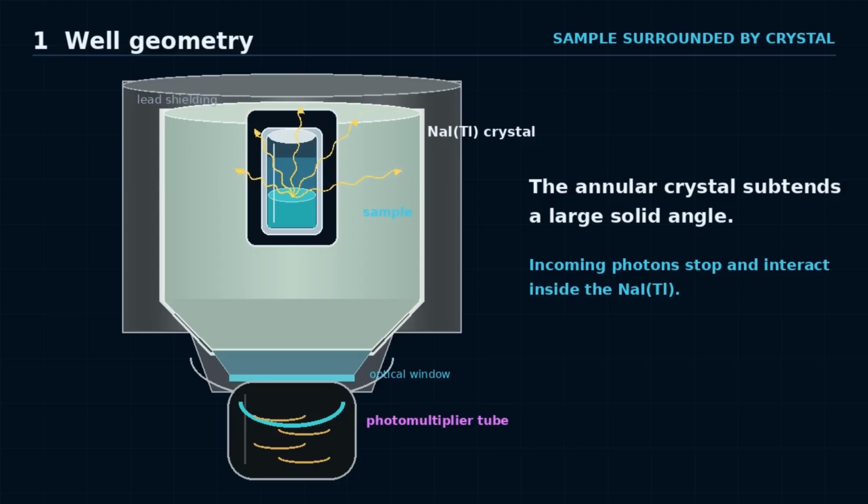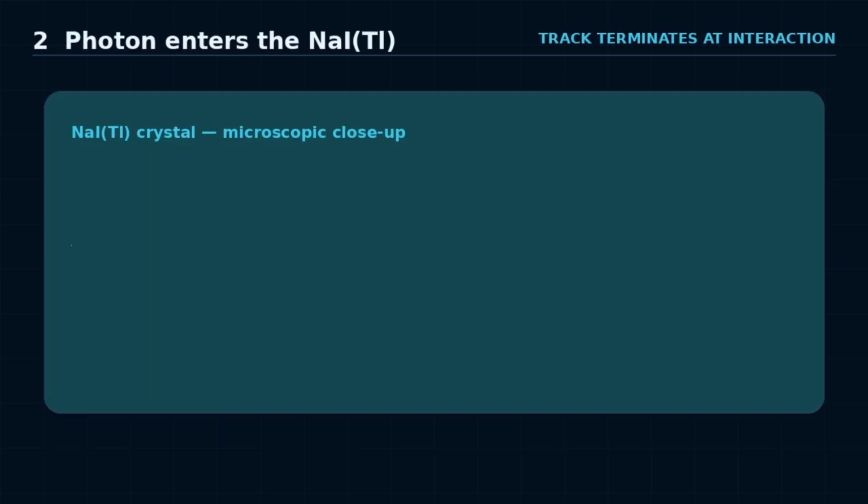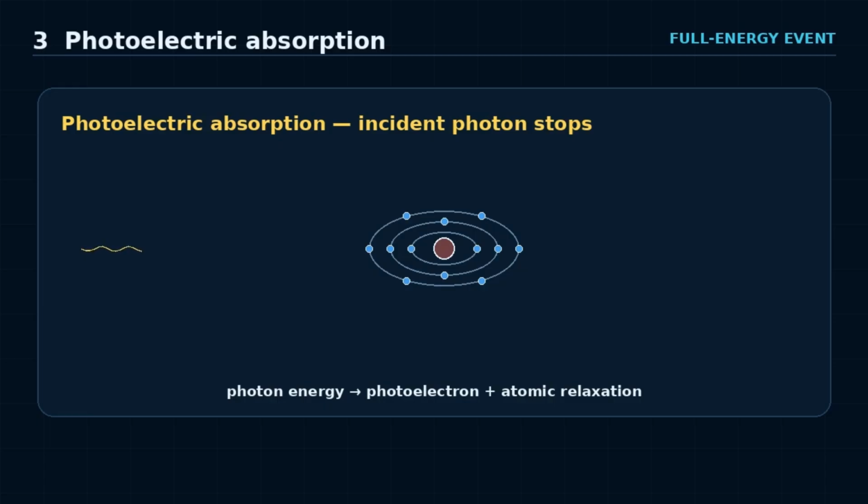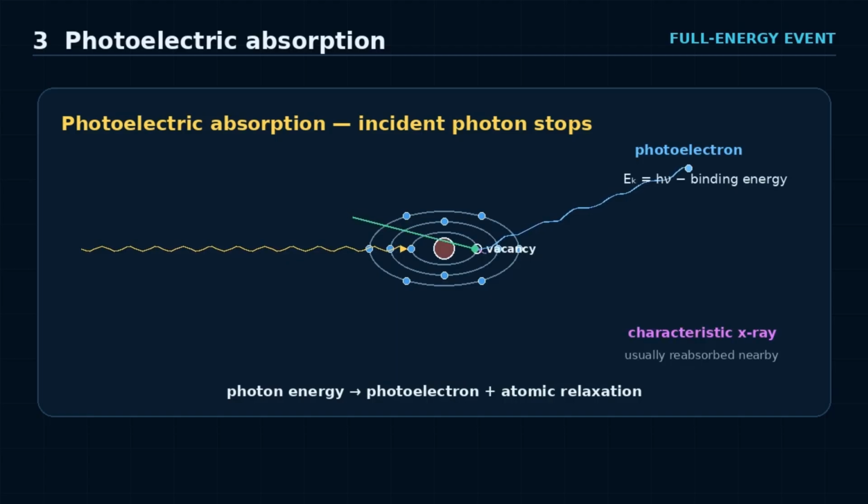When the photon enters the crystal, it continues until it interacts with an atom. The location and type of the interaction are probabilistic. During photoelectric absorption, the incident photon disappears and transfers all of its energy to an inner shell electron. The electron is ejected as the photoelectron and deposits its kinetic energy in the crystal. The inner shell vacancy is filled by an outer shell electron. This produces a characteristic X-ray, which is usually reabsorbed nearby.